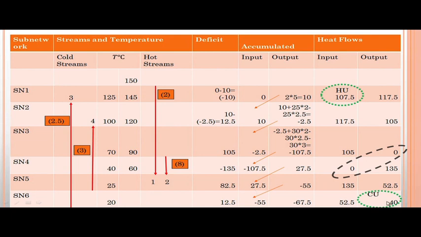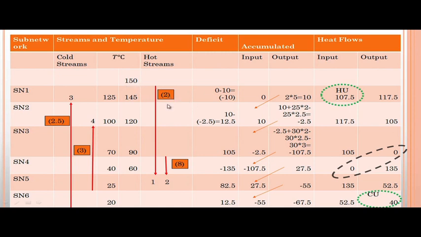Okay. Now, we go to the solution, some sort of a calculation. So, what do we do? We start with the topmost network, that means the network which has the highest temperature. Obviously, the network where there is only one hot stream and it is changing its temperature from 150 to 145 degrees Celsius. So, what is the difference of temperature? The temperature difference is 5 degrees.